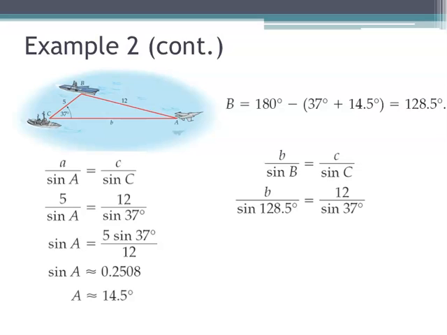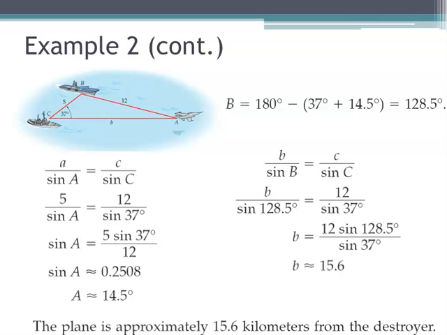And again, up to you if you want to cross multiply or if you want to just multiply both sides by sine of 128.5. We should end up with b equals 12 times sine of 128.5 all over sine of 37. And then go ahead and multiply and divide that. We get b is about 15.6. So, how far is the plane from the destroyer? It's about 15.6 kilometers away.